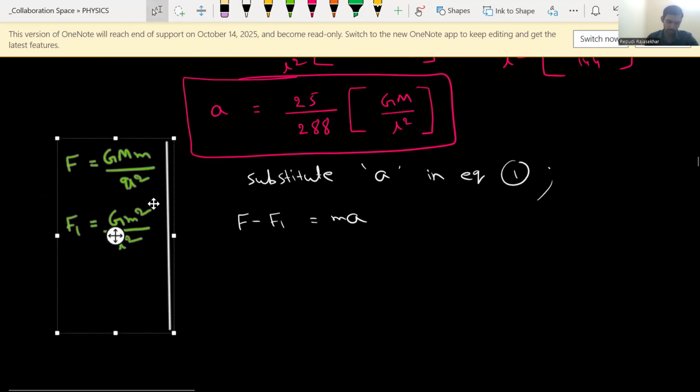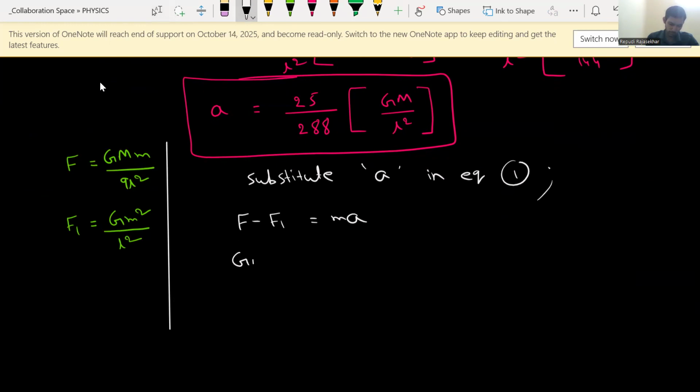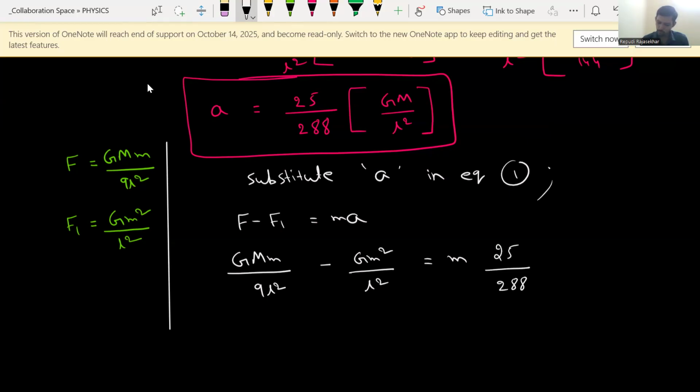Yes, keep it here. Now see, F value means how much is the F value? That is G capital M into small m divided by 9L square minus F1 means G m square divided by L square equals to m into. Now acceleration means this entire value, whatever the value we got acceleration, substitute here. So this is 25 divided by 288 into G m divided by L square.